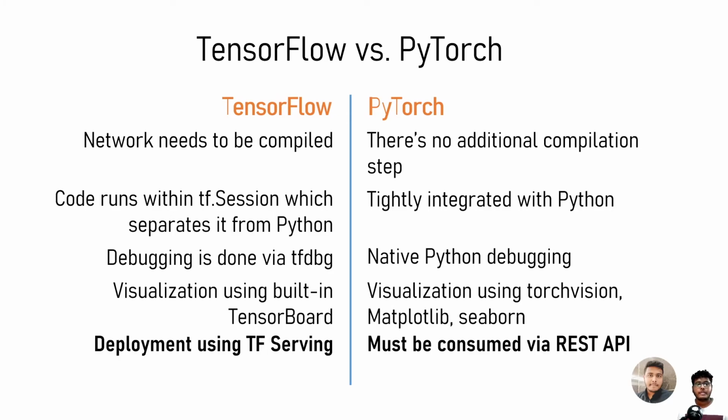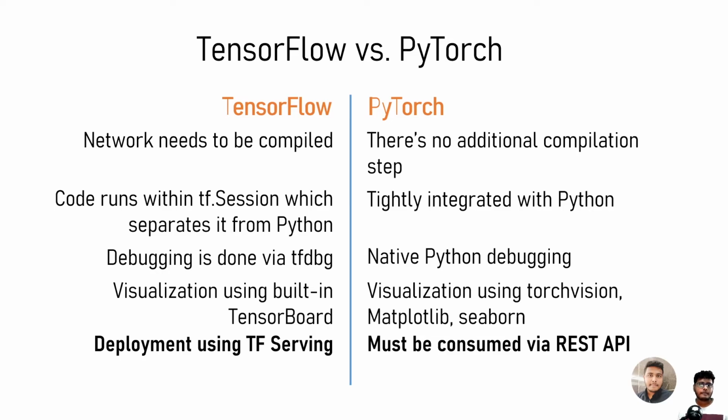Now coming to deployment of trained TensorFlow models, you have to deploy them using TF Serving. In case of PyTorch, you don't have anything like that, so you basically have to create your own Flask API. A simple Flask REST API would do the job, and there you will create an inference endpoint and host your neural network model, right? So this is pretty much how you deploy PyTorch models.